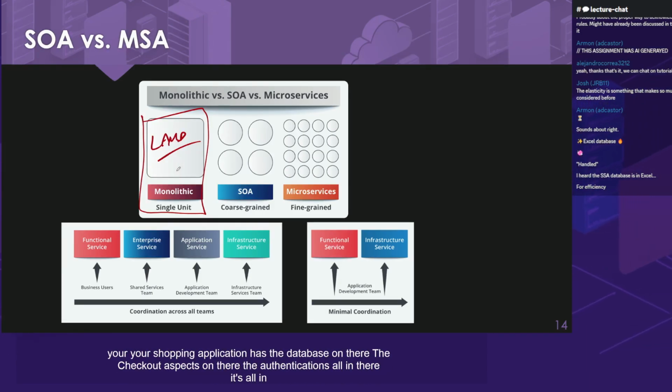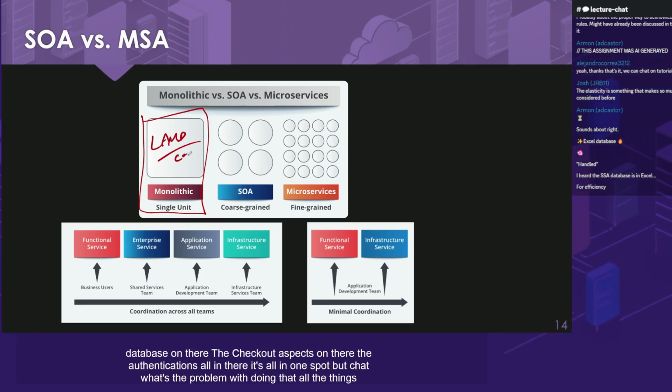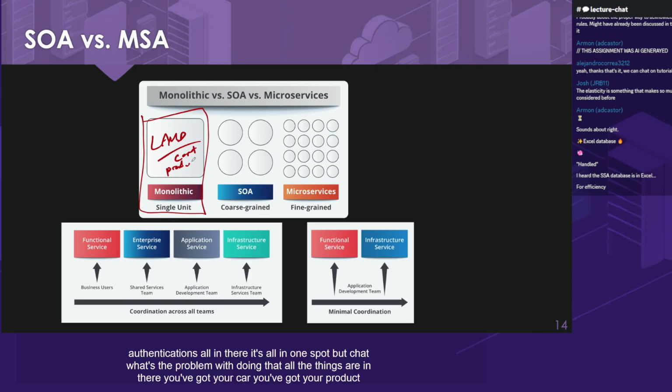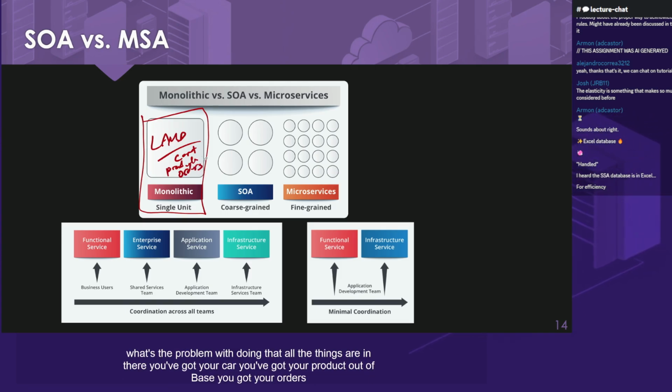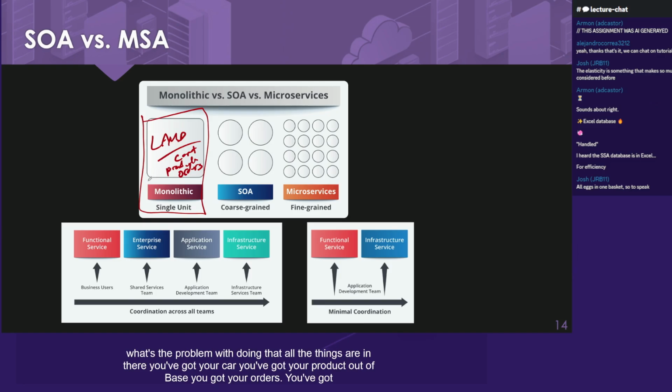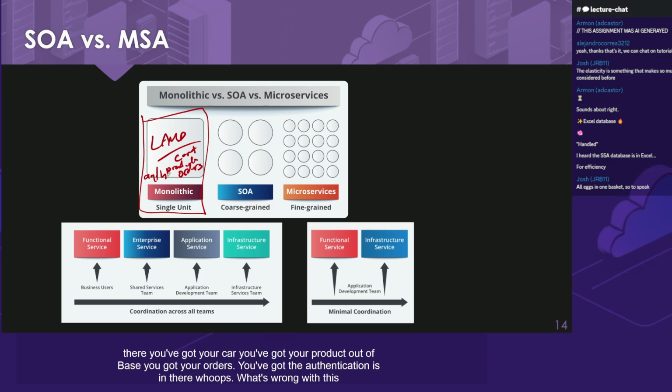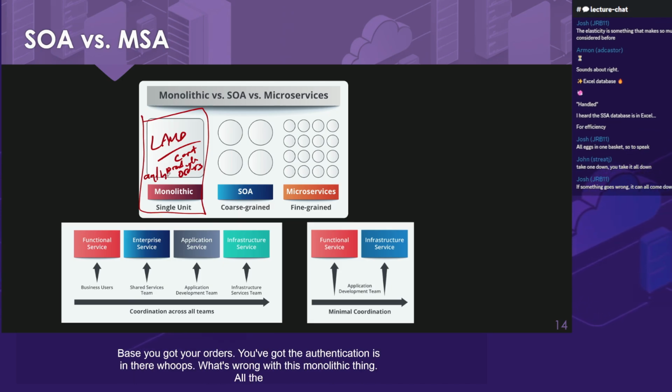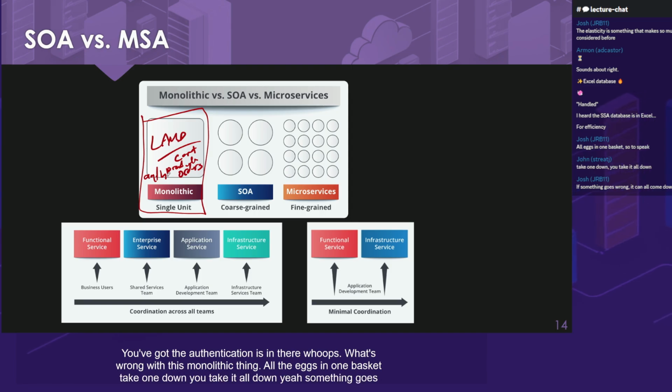But chat, what's the problem with doing that? That all the things are in there. You've got your cart, you've got your product database, you've got your orders, you've got, as I said, the authentication is in there. What's wrong with this monolithic thing? All the eggs in one basket. Take one down, you take it all down. Yep, something goes wrong. Absolutely.